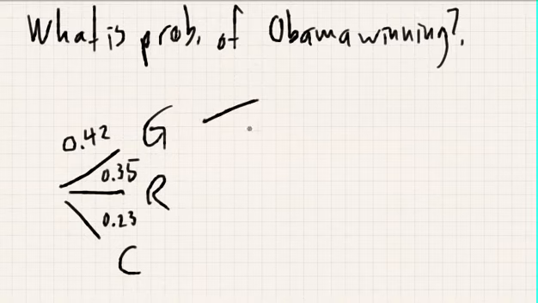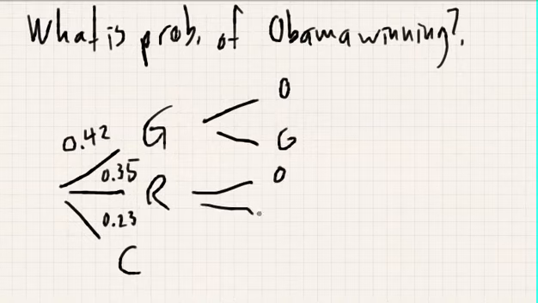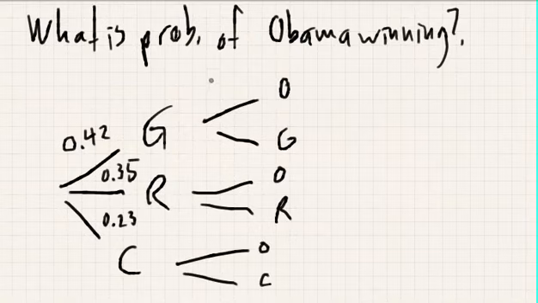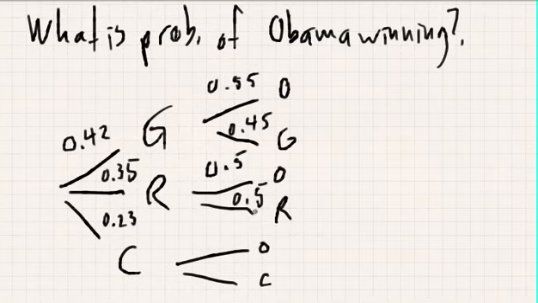And now above this, we'll write whether Obama wins or Gingrich wins, or whether Obama wins or Romney wins, or whether Obama wins or Cain wins. Now, Obama against Gingrich has a 55% chance of winning and a 45% chance of losing. Over Romney, he will win half the time and will lose half the time. And against Cain, he will win 57% of the time and he will lose 43% of the time.